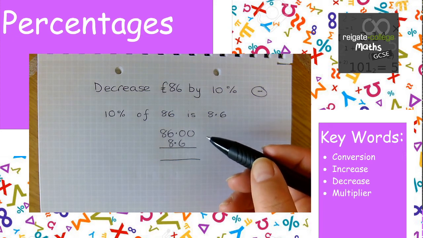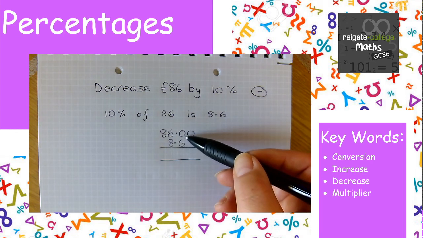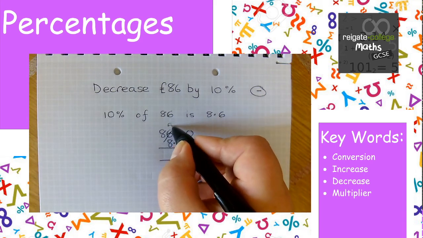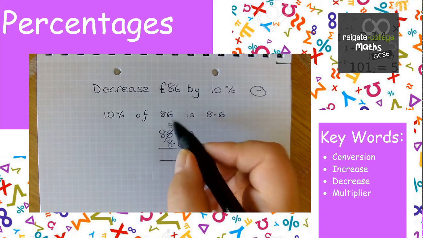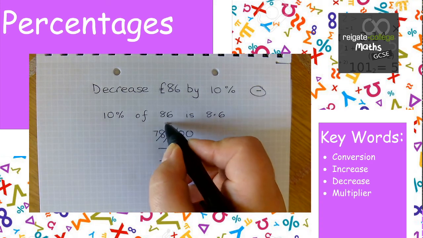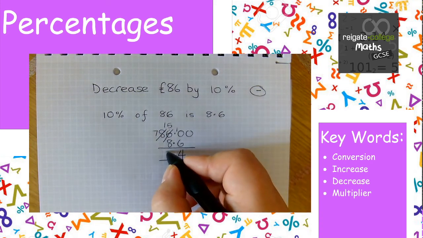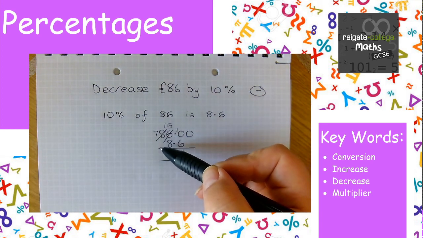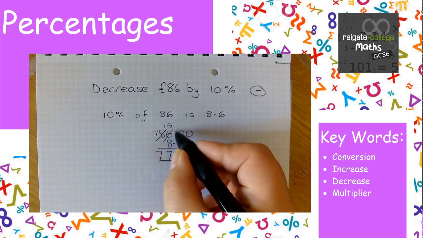We then can see quite clearly that when we come to take 6 away from nothing, it's a function we can't do, so we have to borrow. 10 take away 6 is 4. 5 take away 8, a function that we can't do, so we borrow again. 15 take away 8 leaves us with 7, and 7, here we have nothing underneath to take from it, so that leaves 7 as well.